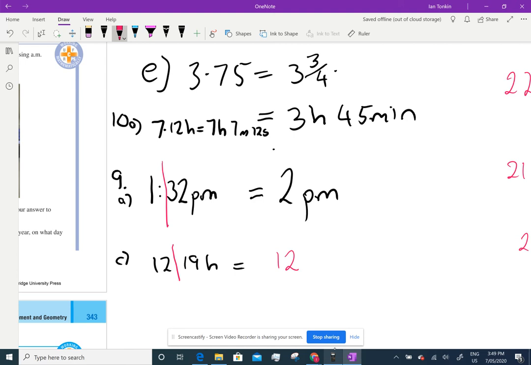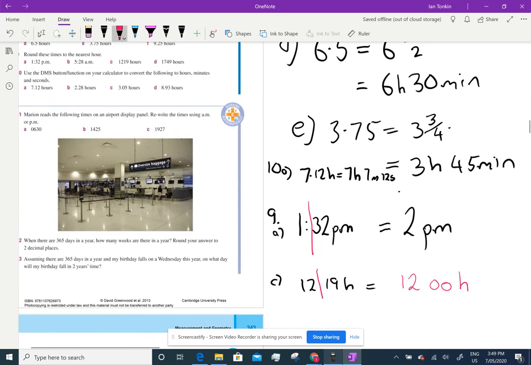But I have to indicate 24-hour times, I have to have two numbers there. So it's closer to 1200 hours. And that's how we say 24-hour times. You've probably seen it on movies. 1600 hours, 1300 hours, 0600 hours. You need to do those.